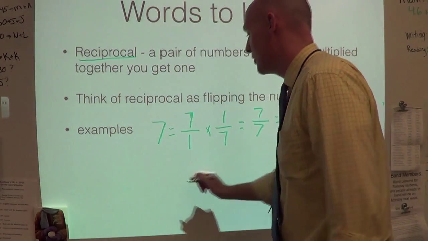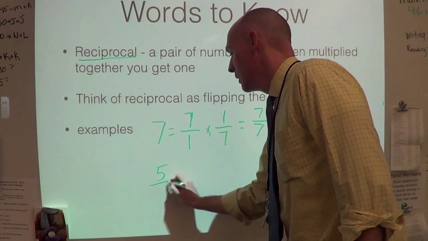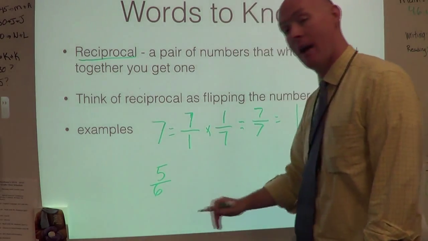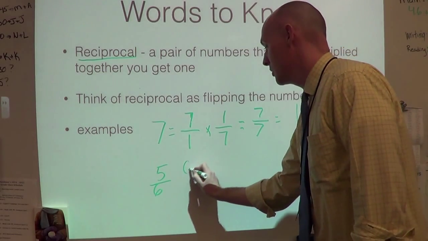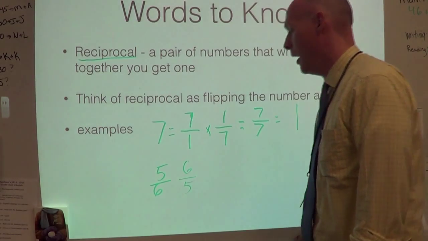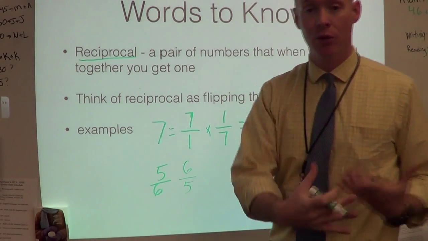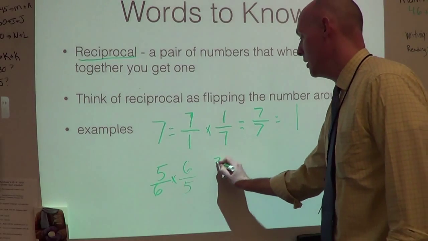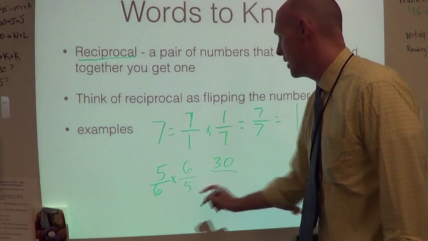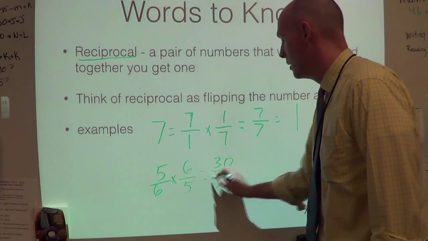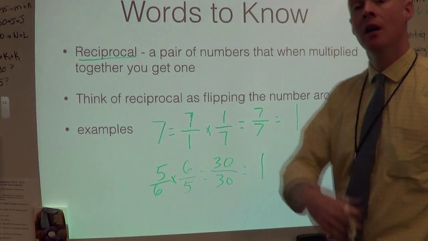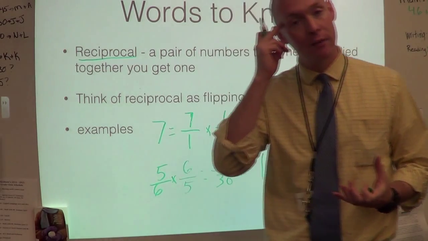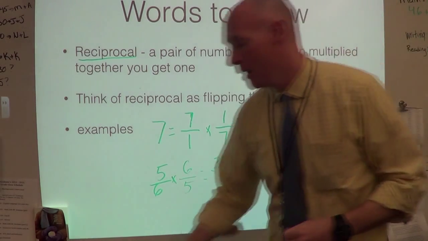But if I have a fraction, say I have 5/6, what's the reciprocal of 5/6? I flip it, it is 6/5. There's the reciprocal. I can prove it by multiplying the 2. 5 times 6 is 30, and 6 times 5 is 30. 30 over 30 equals 1. So the reciprocal is numbers when you multiply, it makes 1, but think of it as just flipping it around.